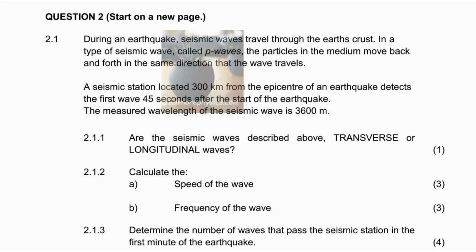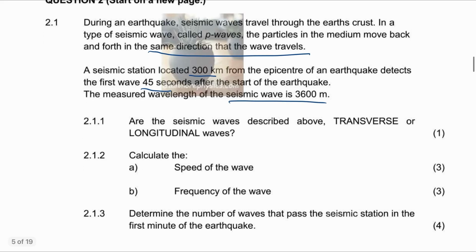Question 2.1. During an earthquake, seismic waves travel through the Earth's crust. In a type of seismic wave called P waves, the particles in the medium move back and forth in the same direction that the wave travels. A seismic station located 300 kilometers from the epicenter of an earthquake detects the first wave 45 seconds after the start of the earthquake. The measured wavelength of the seismic wave is 3,600 meters.